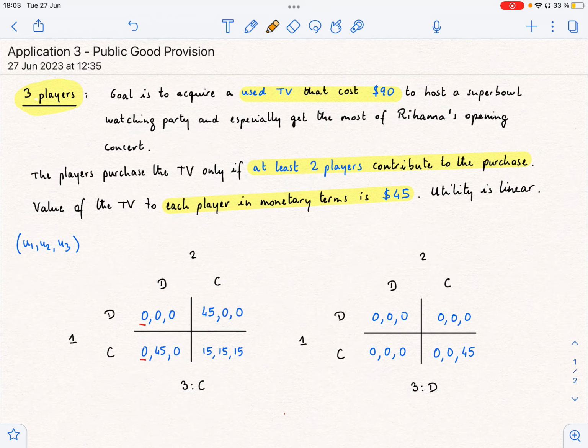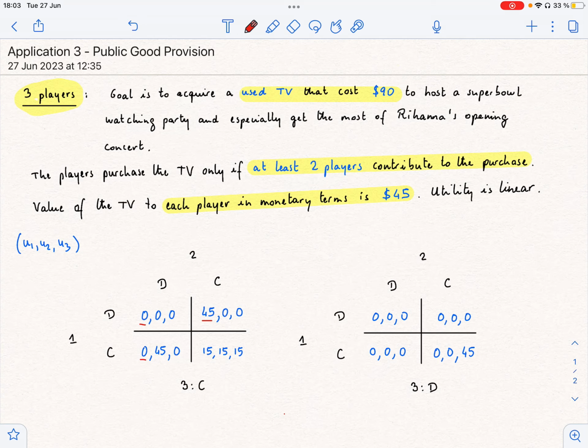Now, suppose player 2 contributes and player 3 contributes. Here, player 1 is going to compare 45 and 15. And because 45 is greater than 15, player 1 is going to prefer to defect. They're much better off getting the public good for free and free riding on player 2 and player 3's contribution.